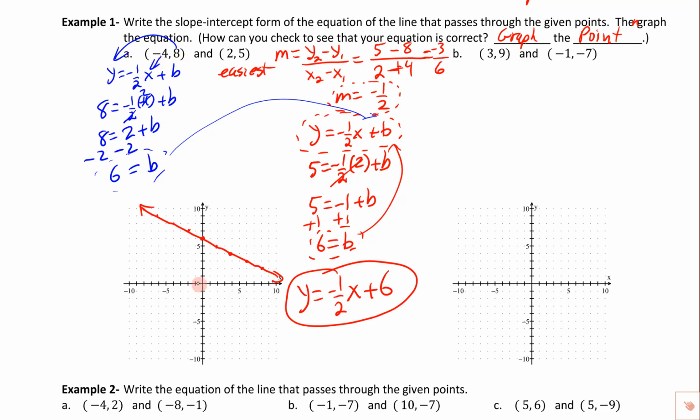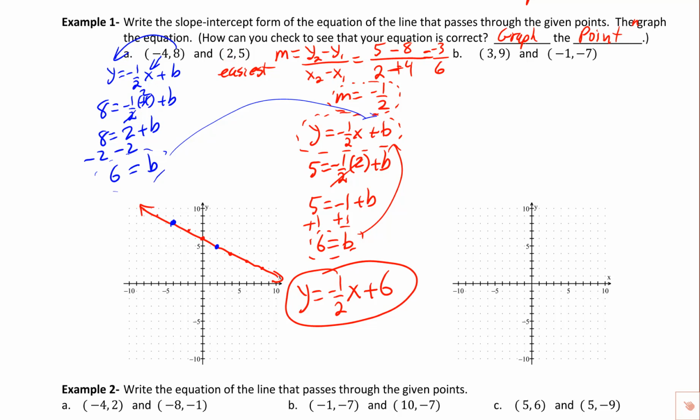And then let's double check here. Negative 4, 8. Back 4. 2, 4, 6, 8. We're right there. 2, 5. Over 2 and up 2, 4. There's 5. So the points that they gave us are on the line of the equation that we came up with, so we know we got that one right.